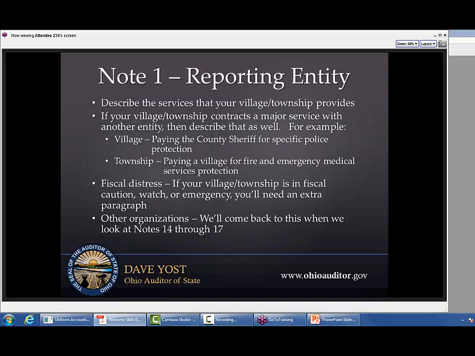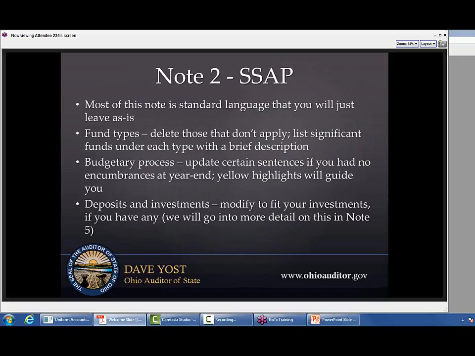You also want to list out some of the other organizations that your entity is a part of. We'll talk a little bit more about that when we get to one of the other slides in the back. But that pretty much covers Note 1. Again, just a little bit about your entity and what kind of services you provide and who you are. Moving on to Note 2.